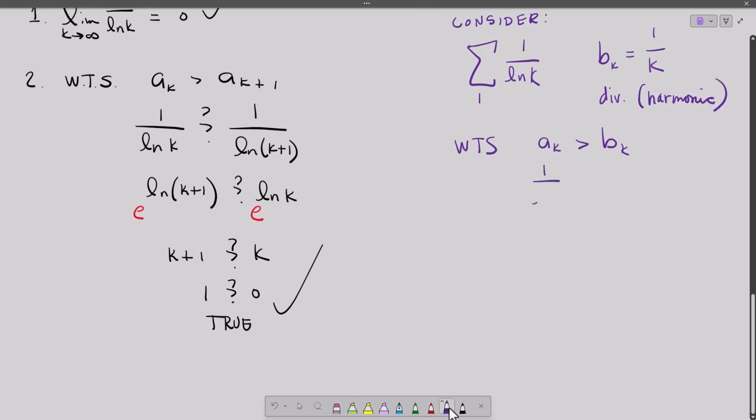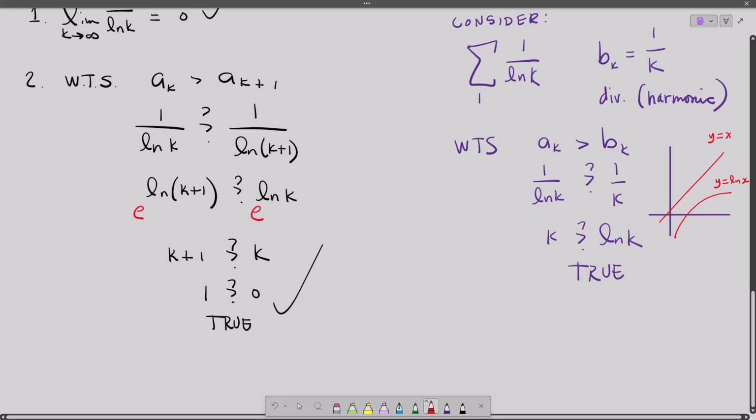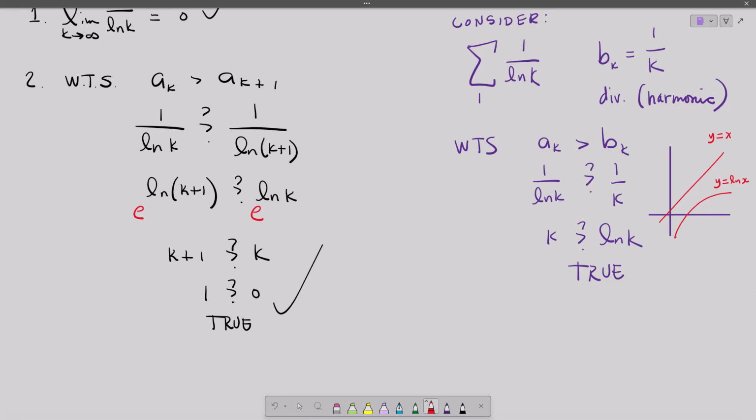So let's see. 1 over natural log of k greater than 1 over k. We cross multiply. And this is true. That's true. I guess we didn't do that. That is true. And we've looked at this picture last week. We were looking at these graphs. Natural log is this function. Y equals x is this function. So that is true. K is bigger than natural log of k.